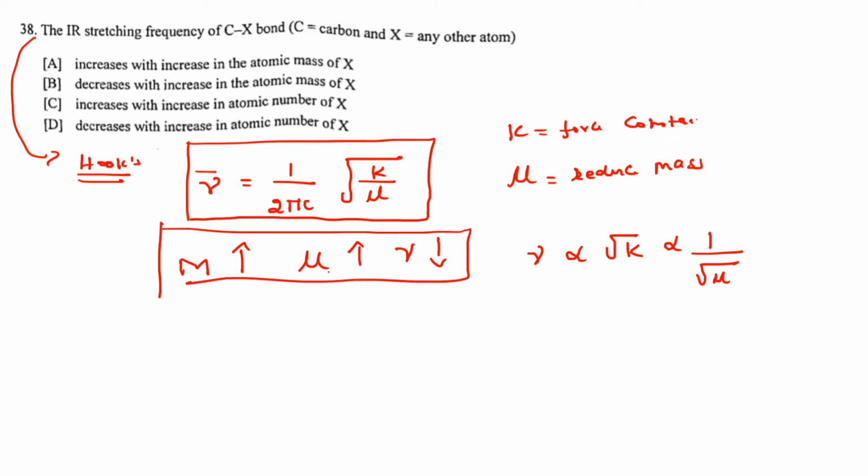So mass increases and reduced mass increases. Okay, stretching frequency decreases because both are what? Inversely proportional, right? Therefore, the stretching frequency decreasing with increasing mass, right? Therefore, option B is correct. See, decreasing with increasing atomic mass. Okay, this we know the Hooke's law formula. What is Hooke's law? Nu is equal to 1 by 2 pi c square root of k by mu. What is k? Force constant. What is mu? Reduced mass. Okay, if you know the concept of this formula, we can find out this question very easily. Okay, I go for next question.